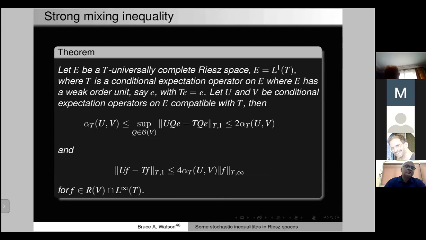If one takes all of these back to the probability space setting, they yield interesting conditional versions of the strong mixing inequality. You can also do uniform mixing, and a whole lot of other mixing type results as well.